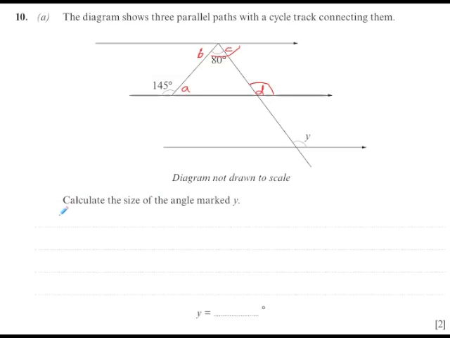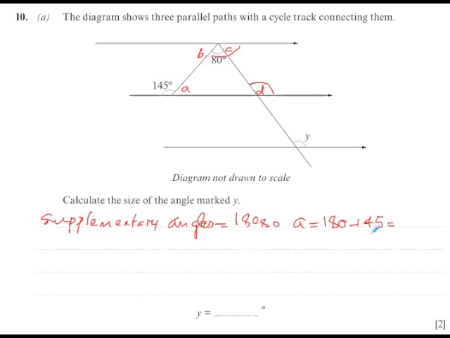Okay, so the first thing we know is that supplementary angles equal 180 degrees. So A equals 180 minus 145, and that's equal to 35 degrees.